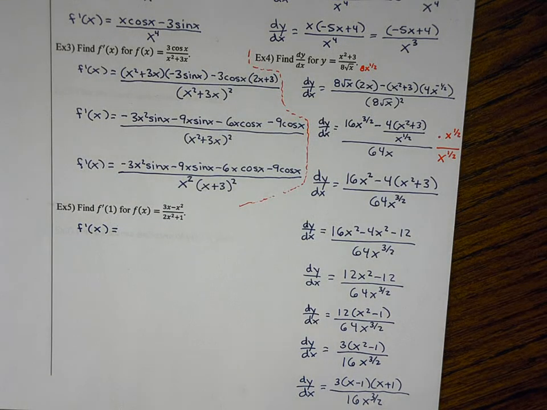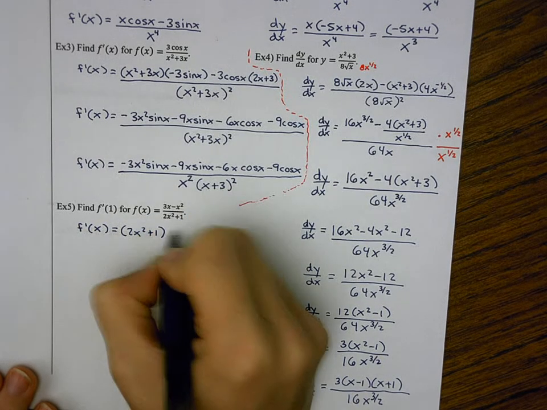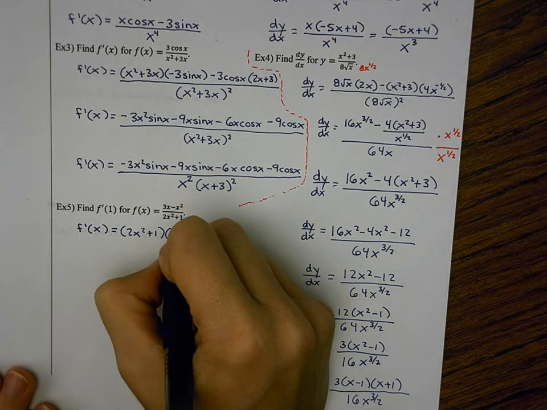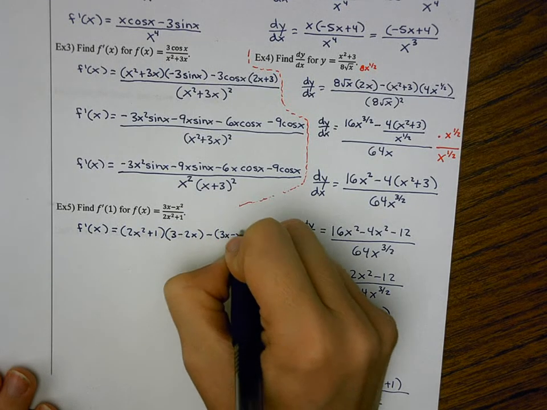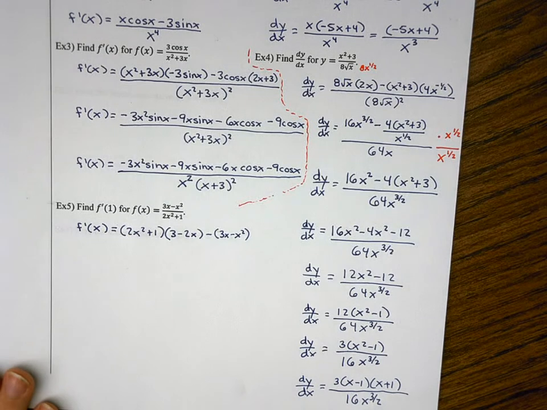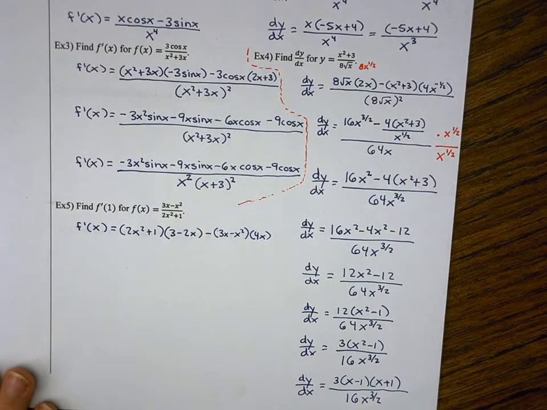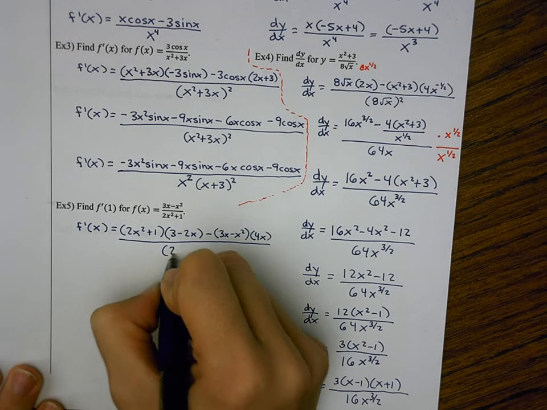Okay, we have two functions being divided. That means we are using quotient rule. Low d high minus high d low, all over low squared. So low, 2x squared plus 1. D high, what's the derivative of 3x minus x squared? That would be 3 minus 2x. Minus high, 3x minus x squared. D low, what's the derivative of 2x squared plus 1? That would be 4x plus 0, which is just 4x. All over low squared.